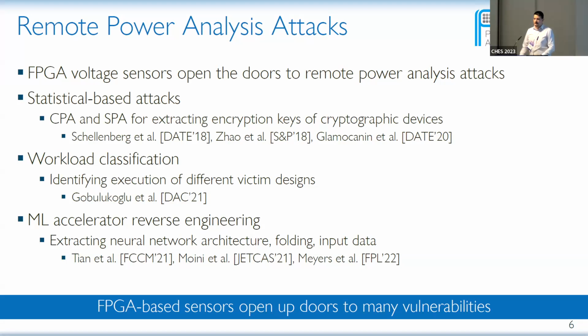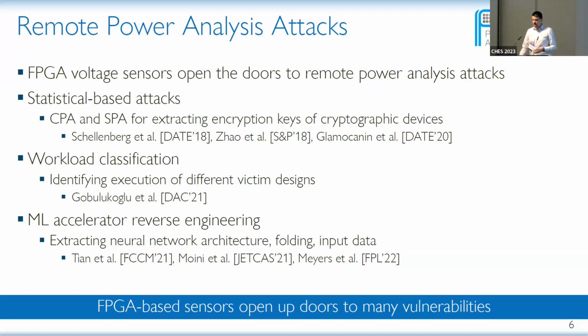And we've seen in the last 7-8 years many different attacks, such as statistical attacks, CPA, SPA, that try to extract secret keys. We have seen workload classification, where previous work showed that we can identify which type of workload was run by a victim, and even attacks on machine learning acceleration, where the architecture of neural networks was extracted, the input data, etc. So these sensors open up doors to many vulnerabilities, and that's why they're the center of our talk.